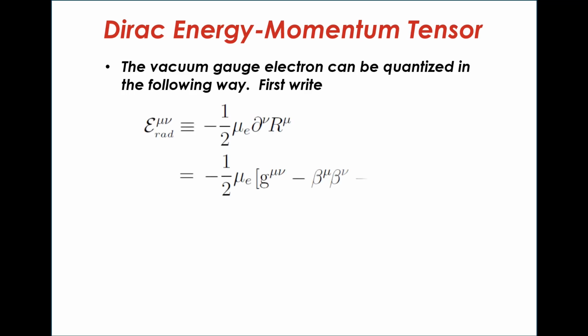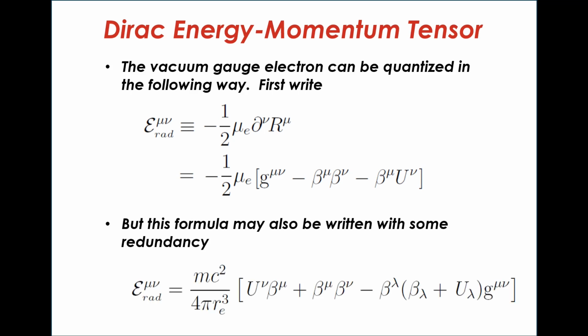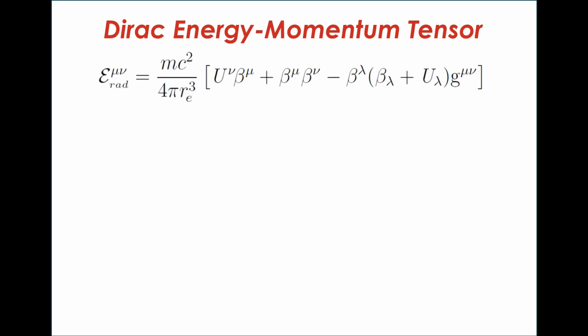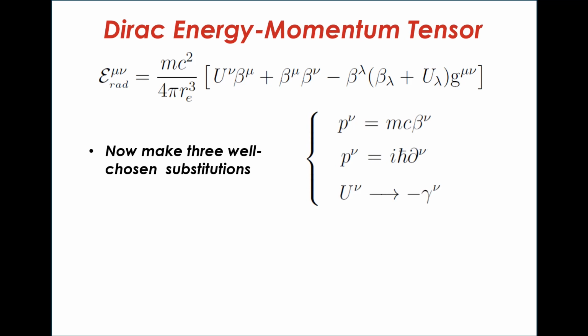Finally, let's quantize the vacuum gauge electron by calculating the Dirac energy momentum tensor. We do this by first writing out the stress E mu nu sub rad term by term at the particle radius. Now let's write this formula again with some redundant terms multiplying the metric tensor. So far, we've done nothing to E mu nu sub rad, but now let's quantize the tensor by making some well-chosen substitutions. The first 2 substitutions are well known to the field of physics, but the last one is new.